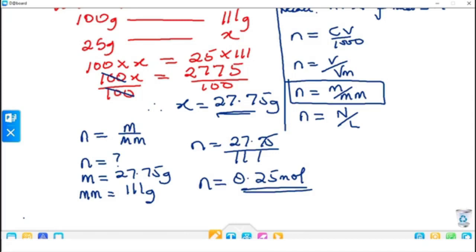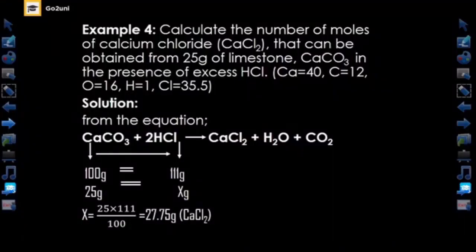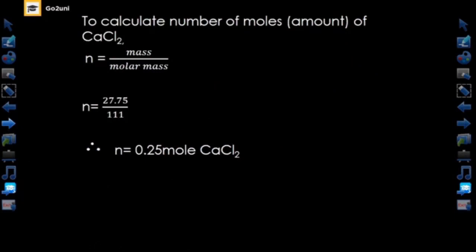So this is how to calculate any kind of question given to you under stoichiometry. As you can see, to get our number of moles, we have 0.25 moles of calcium chloride. So we must be very careful looking at the question, so we are not carried away. When you are asked to calculate number of moles, you calculate number of moles.